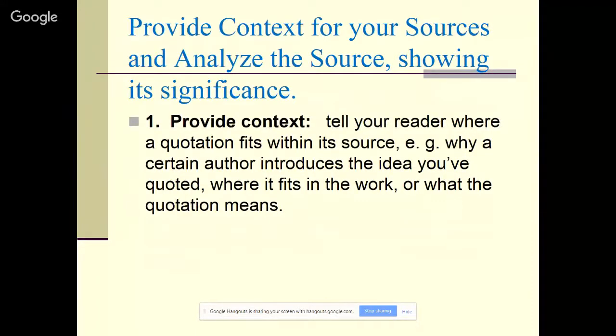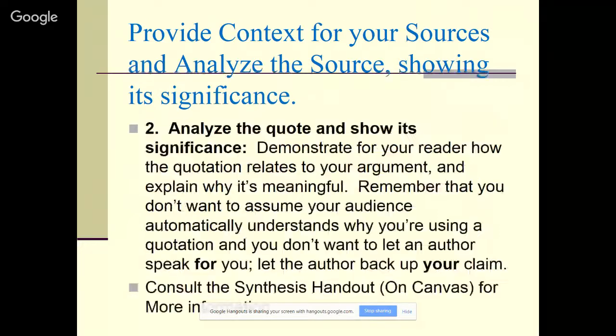So let's break down this process. One, we need to provide context. Tell your reader where a quotation or information from a source fits within its source. For example, why a certain author introduces the idea you've quoted, where it fits in the work, or what the quotation means. Context is important. This is how we avoid the unidentified flying quote.